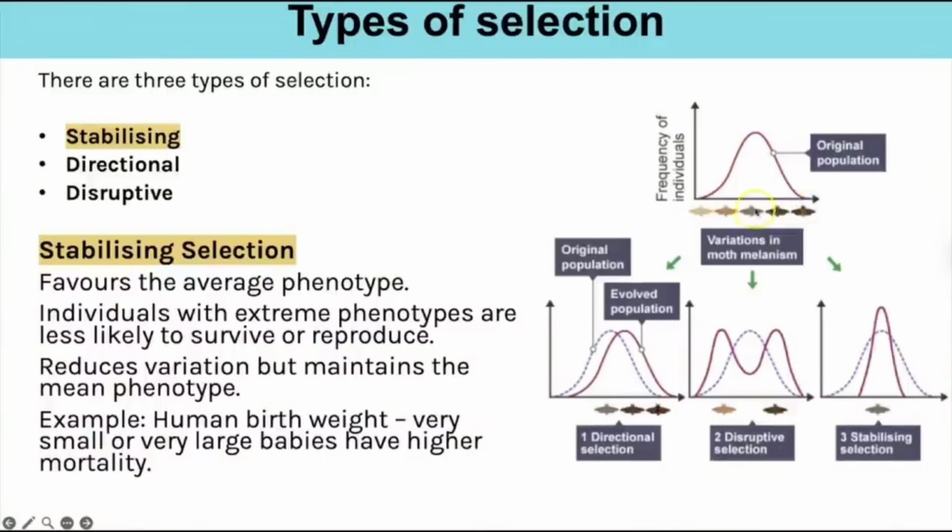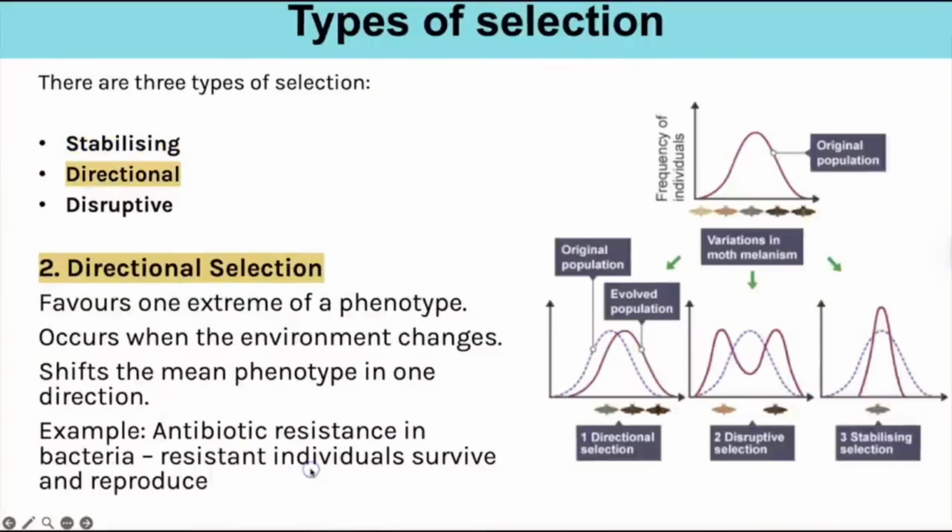And the modal trait is the most common, or the middling feature, so medium color is the most common. The very pale, the very dark are not as common. And stabilizing selection does favour the average phenotype. And individuals with the extremes are less likely to survive, therefore less likely to reproduce, and therefore over many generations you lose those extreme traits, and the middling trait that was already the most common becomes even more common. And the example that you learn in topic 4 for this is human birth weight.